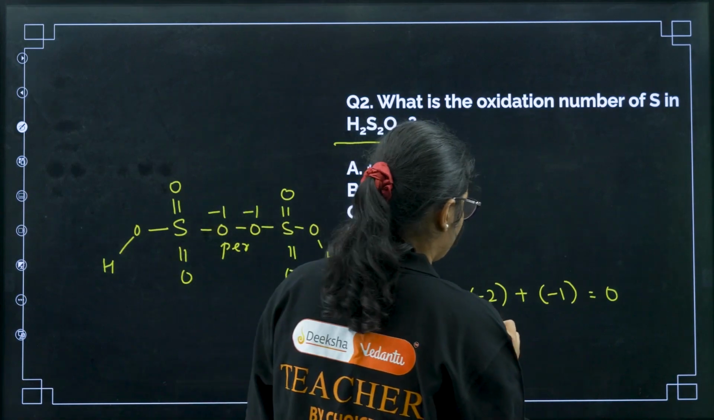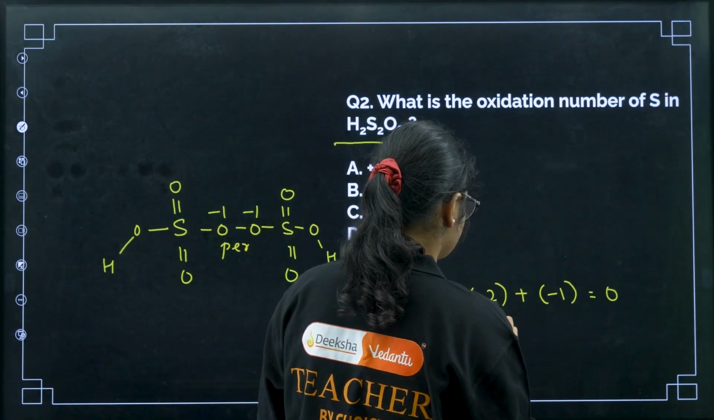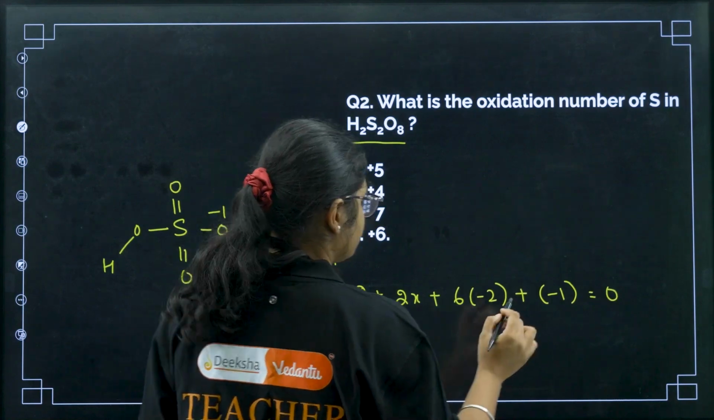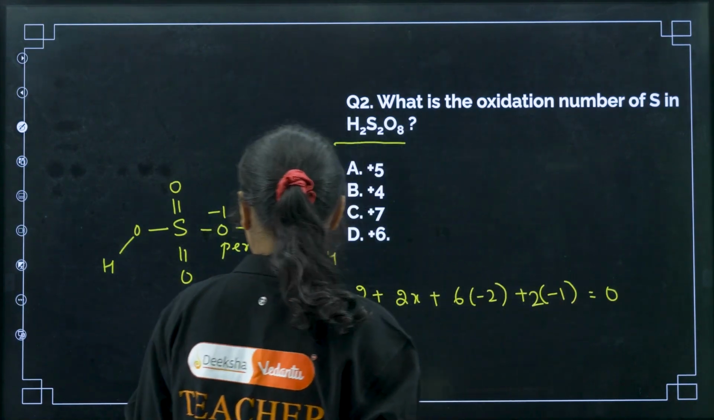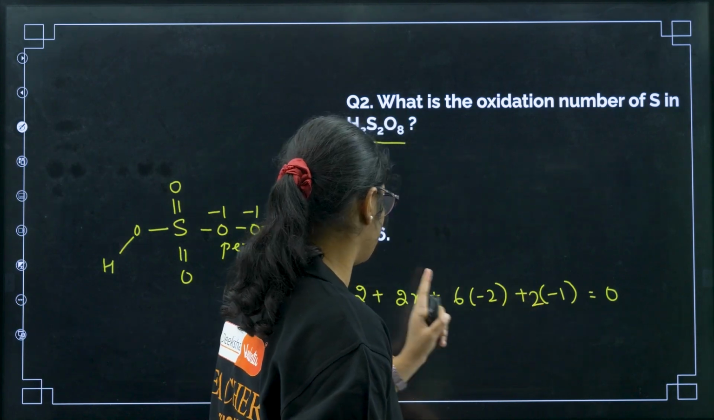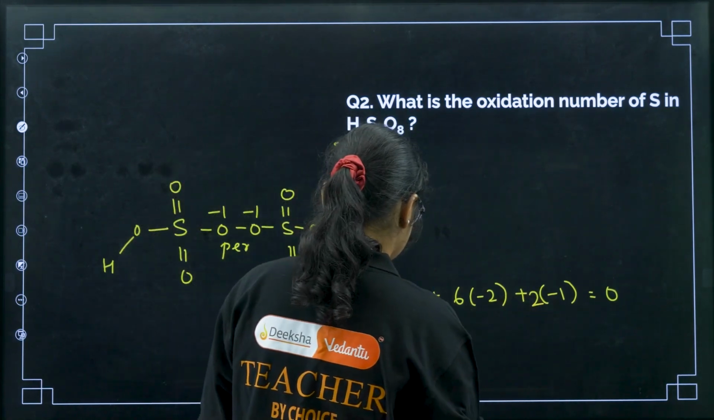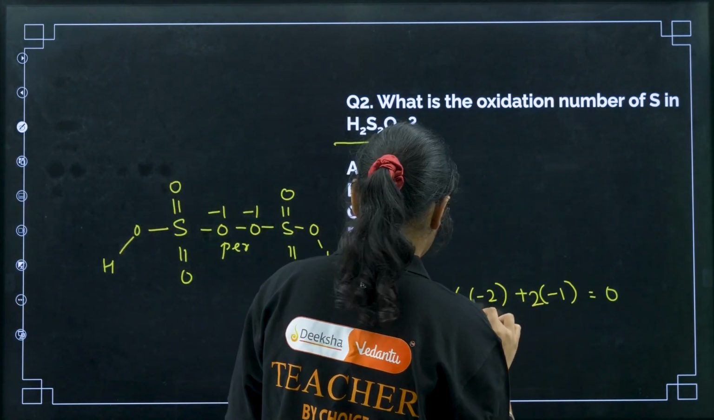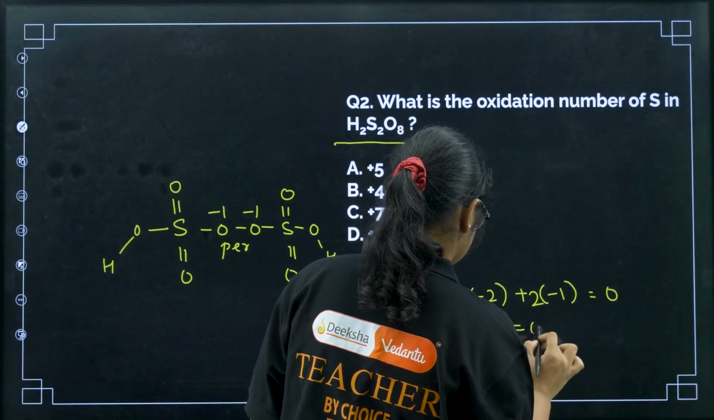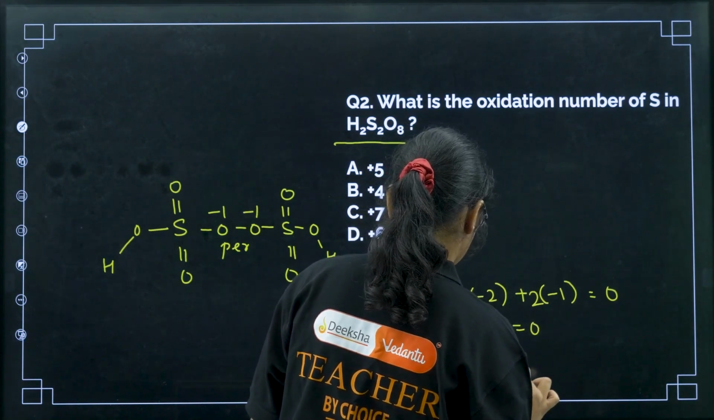So now if I solve this, 6 times -2 is -12, and 2 times -1 is -2, so we get -14. Then if I solve this, I'll get 2x plus 2 minus 14, that is -12, equal to 0. So x is equal to +6.